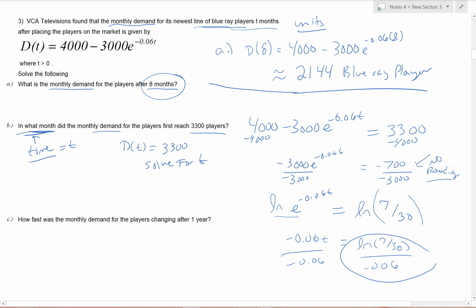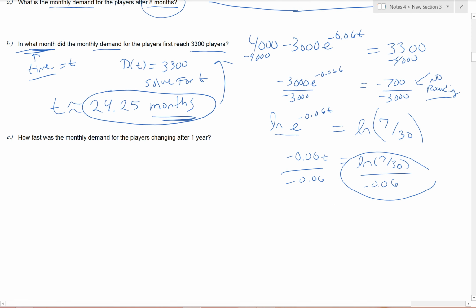Alright, so the time. And this one I'm probably going to round a couple decimal places. We can have a fraction of time. I can't have a fraction of a player, but I can have a fraction of time. So I'm just going to round this one to a couple of decimal places. So 24.25, again, units. It's in months. So about 24.25 months, we'll reach a demand of 3,300 players. Alright, so again, make sure units are included.